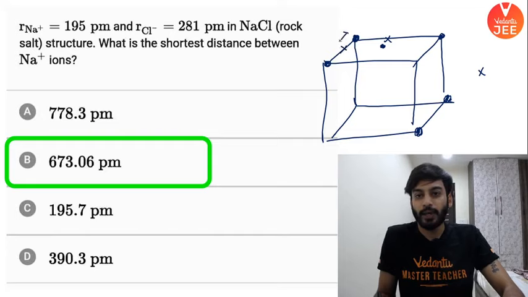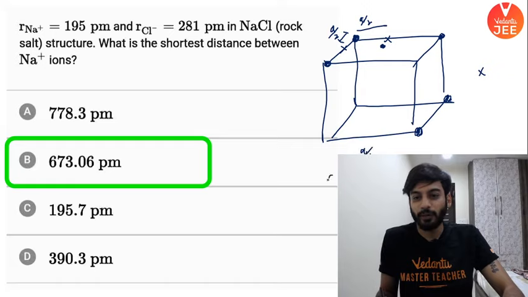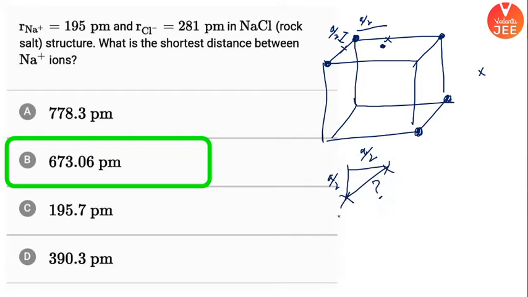Beta, from here to here, the distance is A by 2. From here to here, the distance is A by 2. So if you notice, this is A by 2, this is A by 2. Can't we find this? So the nearest distance between the two Na plus ions would be this. Correct? That's what I have found here. I hope you are understanding.